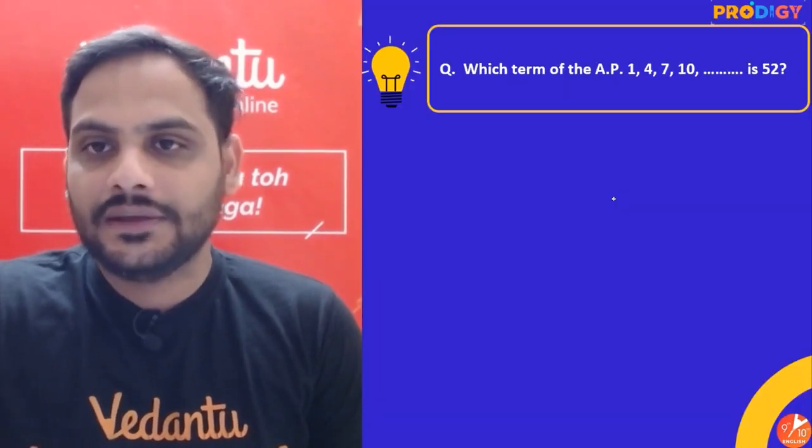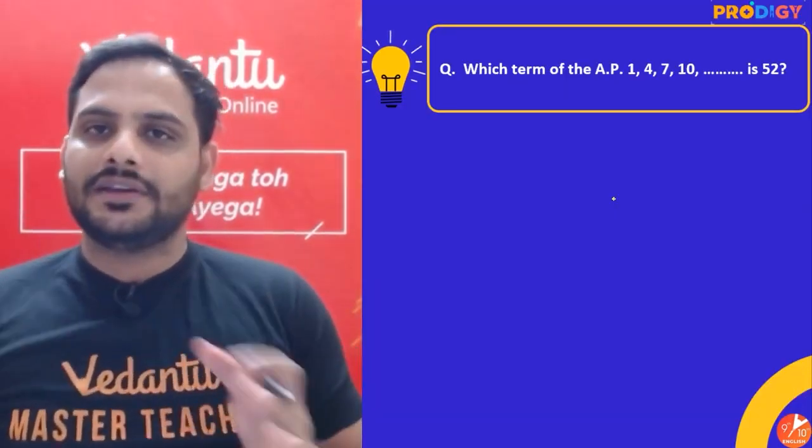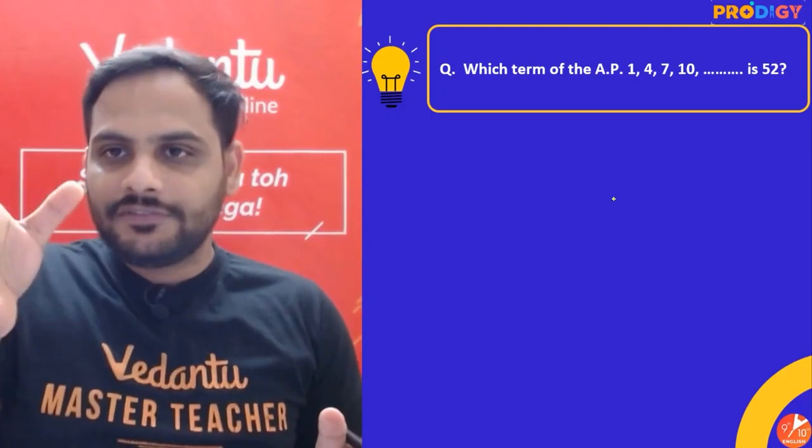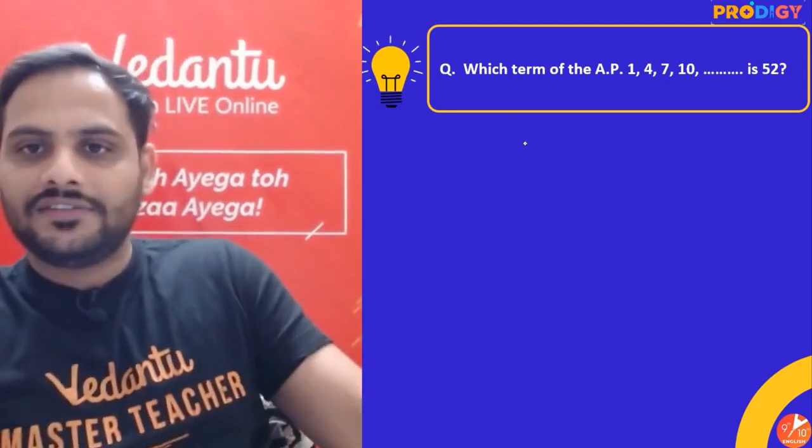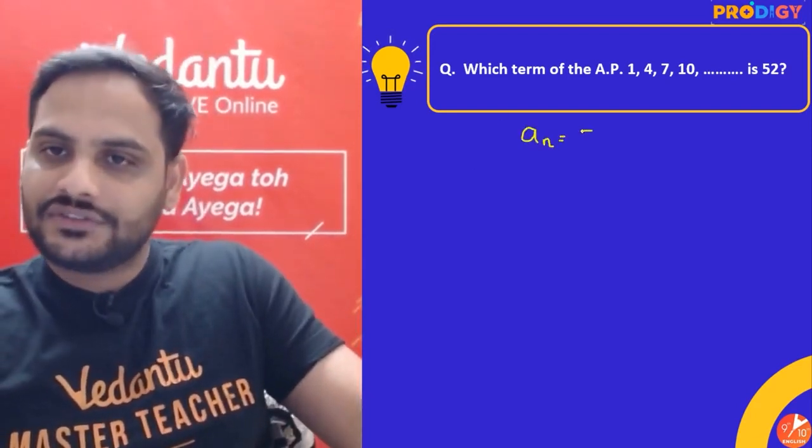Next question. Which term of this AP is 52? That means 52 will come at which place? Whether it is 10th term, 12th term, which term it is. So I'll say, let's say 52 is the nth term.